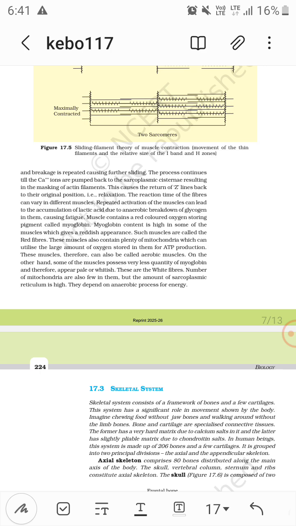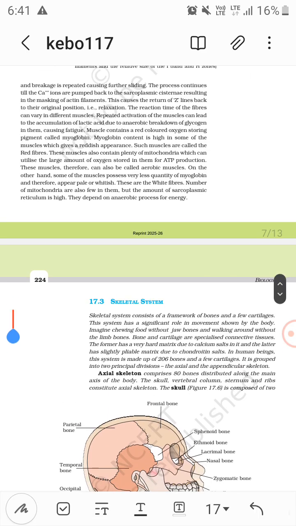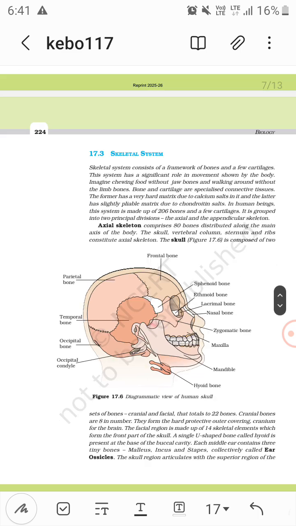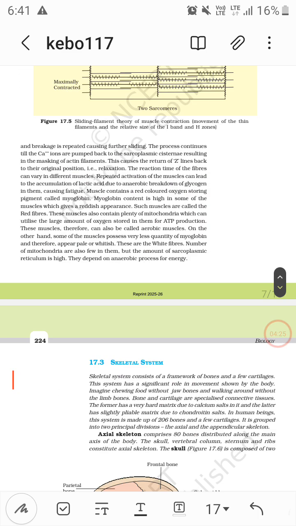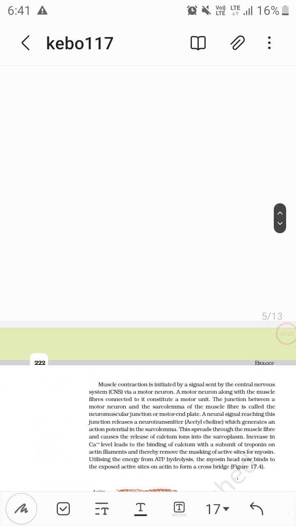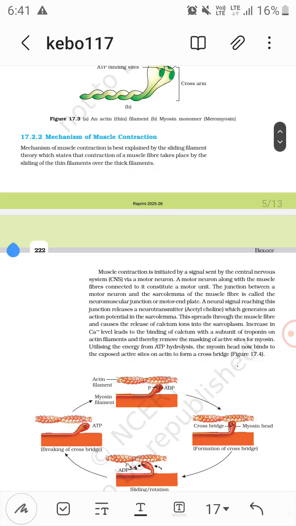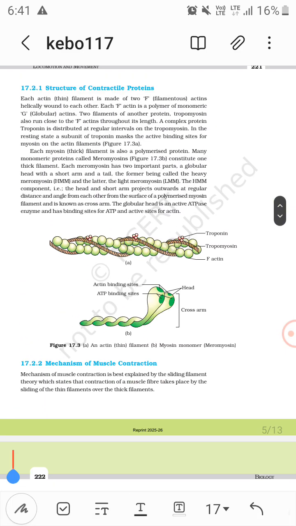Now repeated activation of the muscles can lead to the accumulation of lactic acid due to anaerobic breakdown of glycogen in them. Now there is myoglobin, a pigment that differentiates muscles into red muscles and white muscles. One more thing is, the H zone disappears during muscle contraction and the A band retains its length. Meromyosin is a monomeric protein in the myosin.